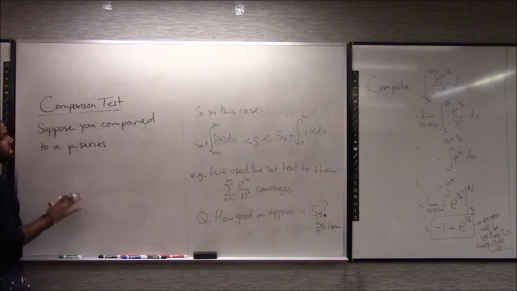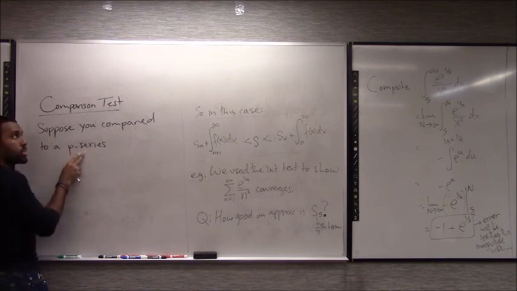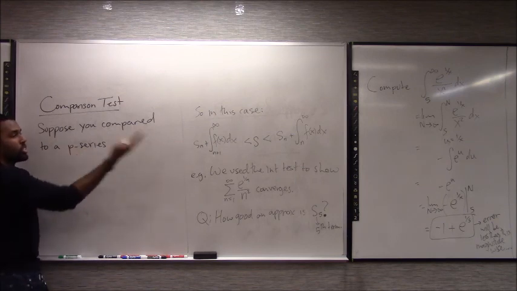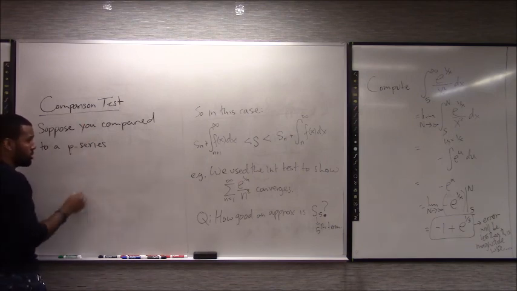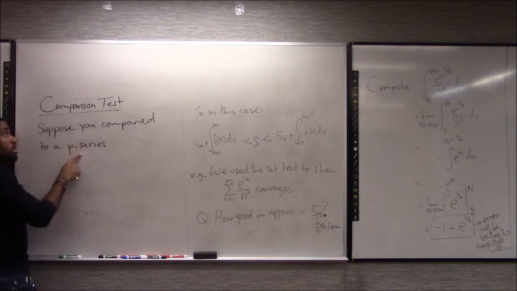So the comparison test, it's kind of finicky. It depends on what you're comparing it to. So if you're comparing it to a series that you can know converges by the integral test, you can use this. If you're comparing it to a series that is alternating, you can use the alternating series version. One common thing that we always compare things to is using the p-series. That's a very common thing to compare things to.